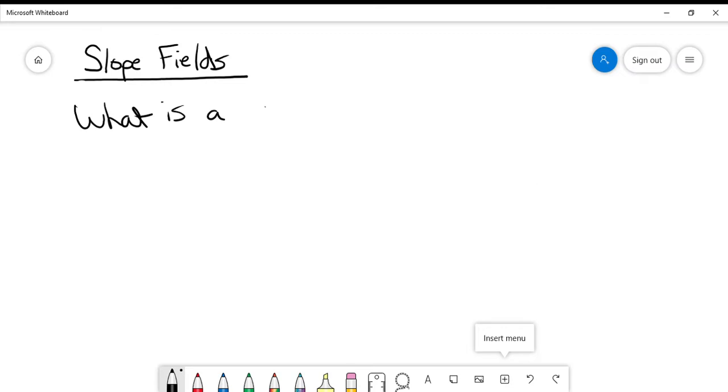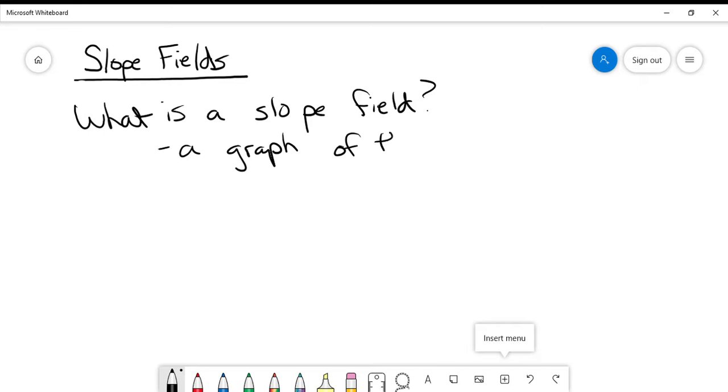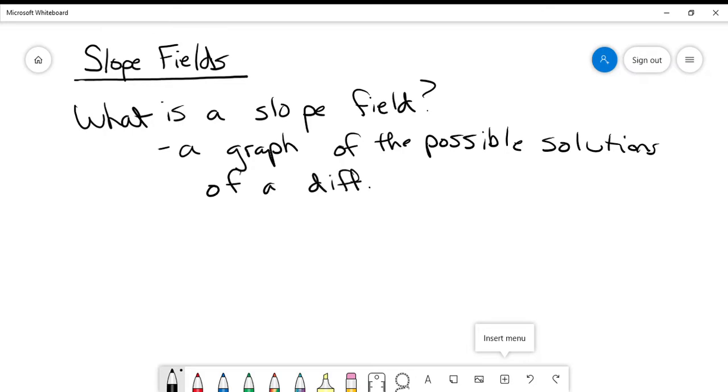I know the first time that I saw a slope field, it seemed a little bit strange. And real simply, a slope field is a graph of the possible solutions of a differential equation. As a matter of fact, the AP question I gave you on Friday had a slope field part to it.